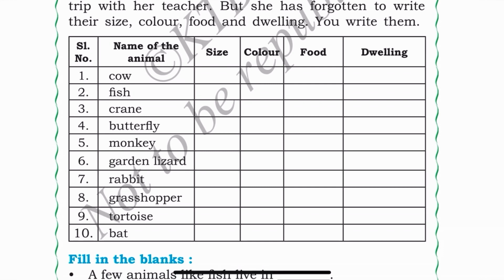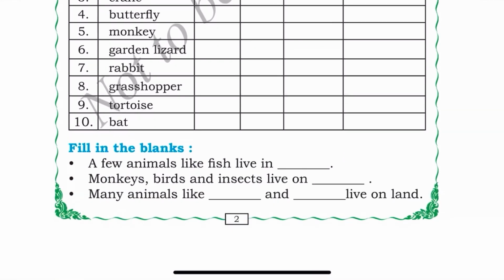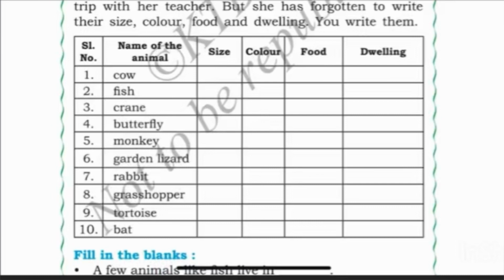Now let us know about the butterfly. The size of the butterfly is small and the color is yellow. The food which it eats is insects. Where does it live? It lives on the trees. Children, now let us know about the monkey. The size of the monkey is small. Color is brown. Food is fruits.